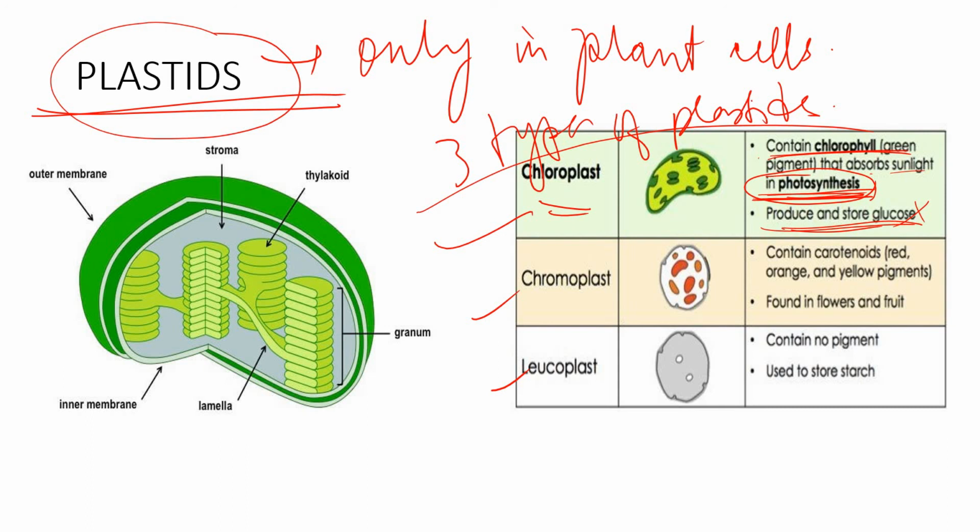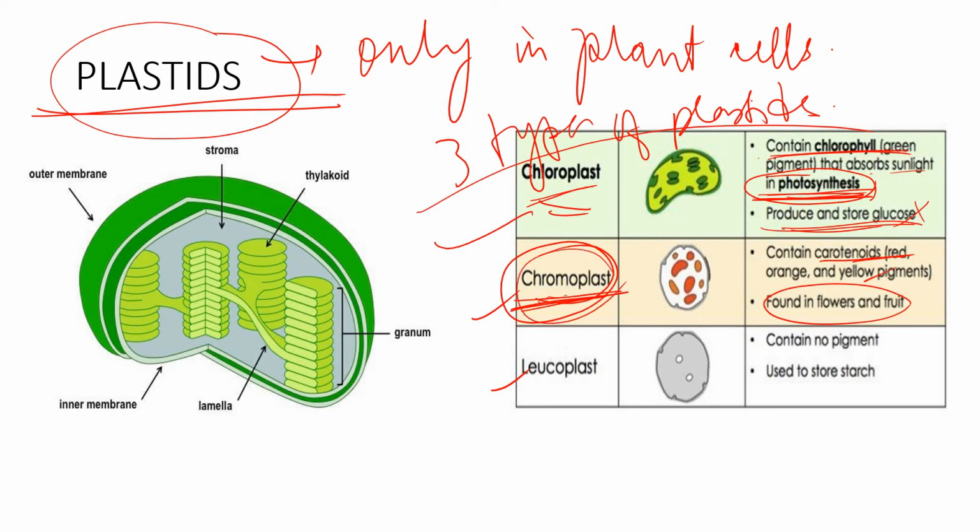Next, chromoplast. These contain non-green pigments that give color to fruits and flowers. So we see beautiful red, yellow, and blue flowers. From where does this color come? It comes due to the presence of chromoplasts. They contain carotenoids like the red, orange, and yellow pigments, and are found in flowers and fruits. Chloroplast gives color to the leaves, and chromoplast gives color to the fruits and flowers.